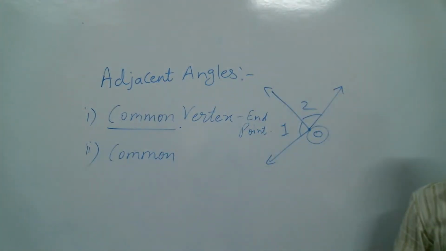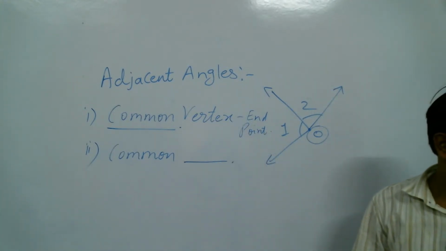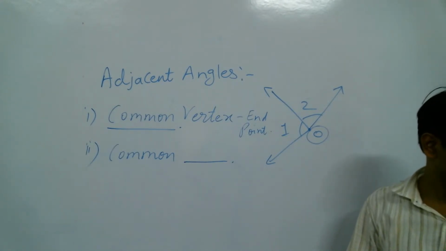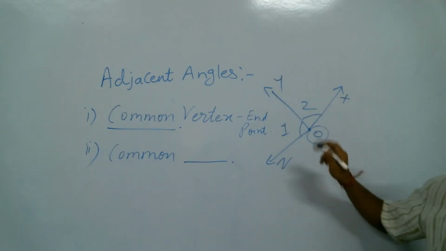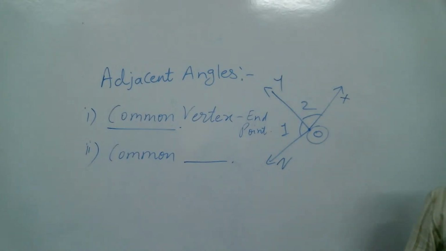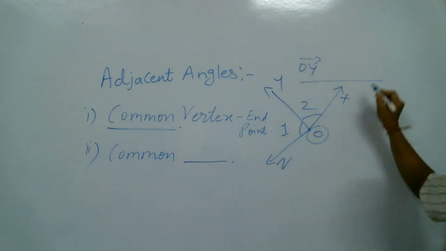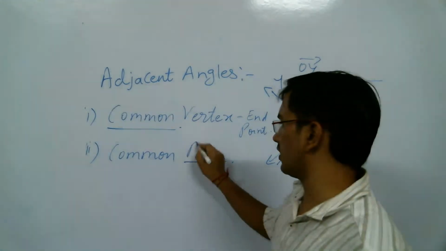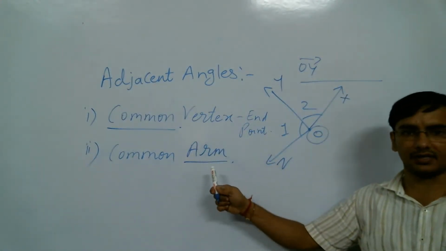Have a common vertex. Then, second point, what is common there other than vertex? Here, suppose this X, Y, Z. So what is OY? OY is a common arm. Yes, they have a common arm. Fine, they have a common vertex, they have a common arm.